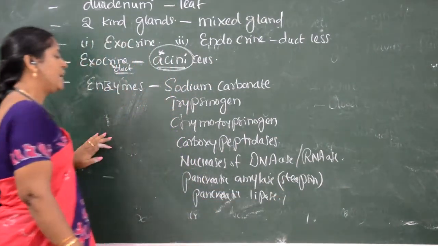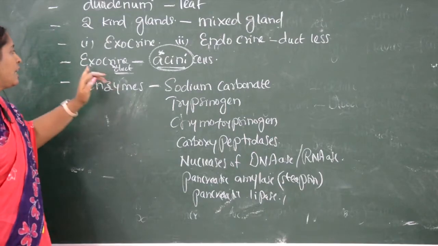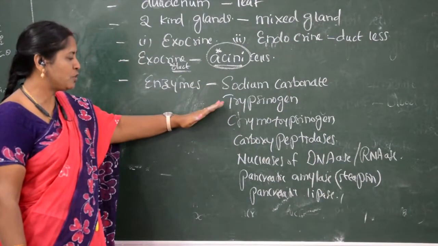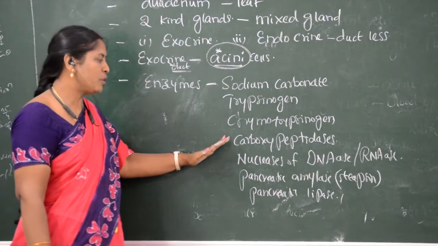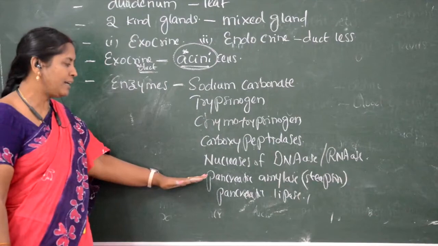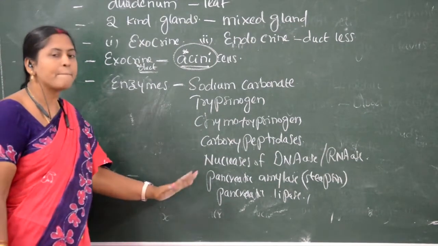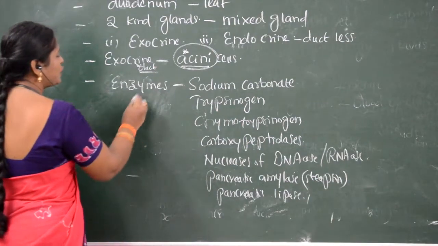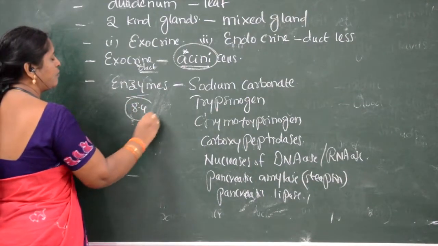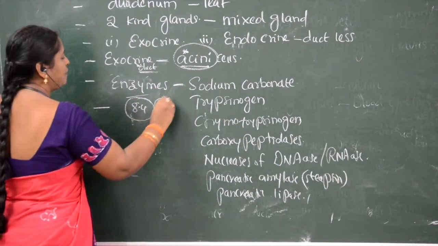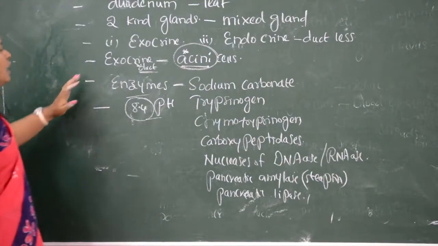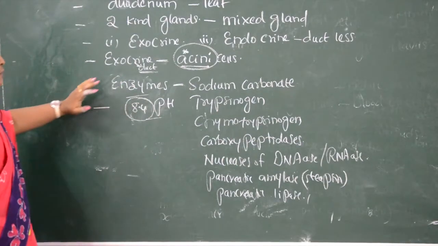So these are the enzymes present in the pancreatic juice: sodium carbonate, trypsinogen, chymotrypsinogen, carboxypeptidases, nucleases of DNAs and RNAs, pancreatic amylase and pancreatic lipase. The pH of this enzyme mixture is 8.4. So this is about exocrine.